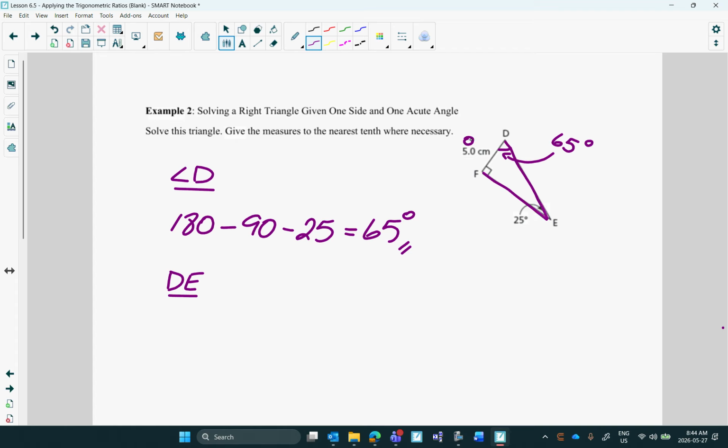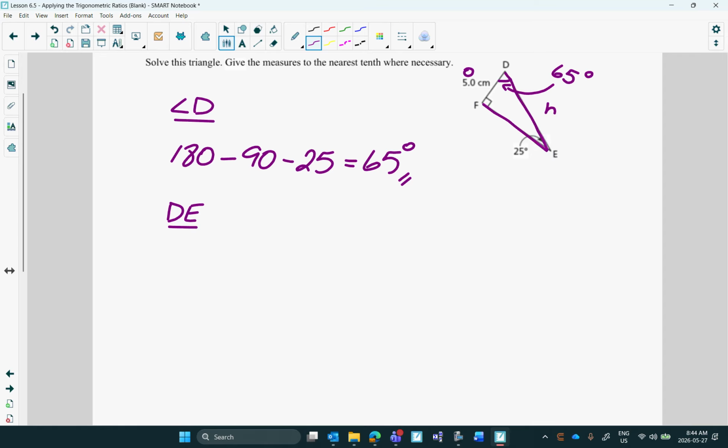If I'm using this angle, what's the name of the side that I know? Opposite. What's the name of the side I'm trying to find? Hypotenuse, which means OH, sine. So sine of the angle, which I'm told is 25 degrees, equals the opposite side, which I know is 5.0, over the hypotenuse, which is what I'm trying to find.